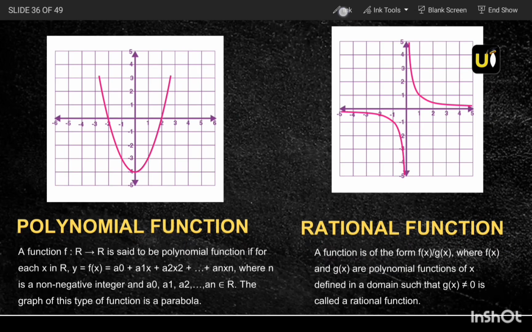Next, polynomial function. A function is said to be a polynomial function if for each x in R, for each element in the real number line, y is equal to f of x is in the form a naught plus a1x plus and so on an into x power n, where n is a non-negative integer and a naught, a1 and so on an belong to the real number line. So the graph of this type of function is a parabola.